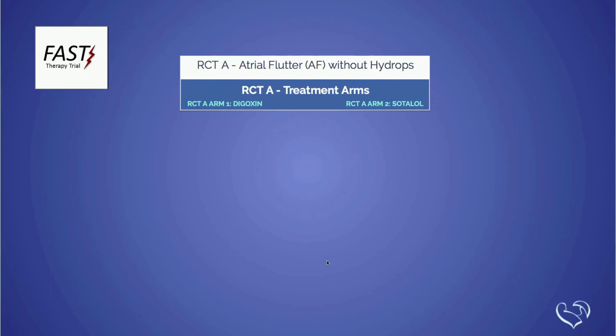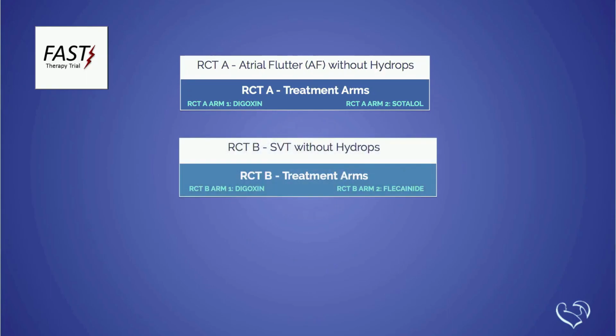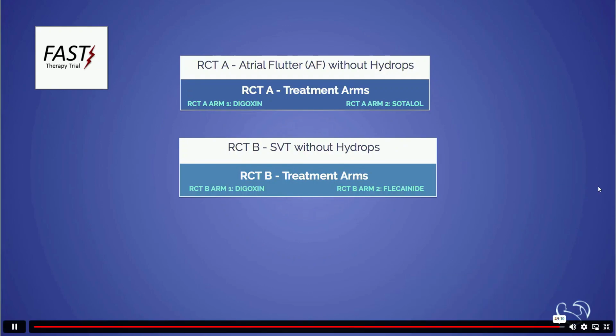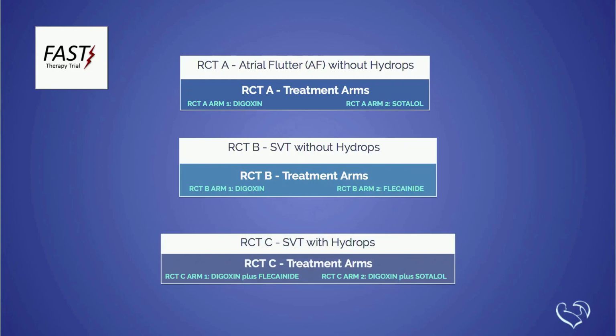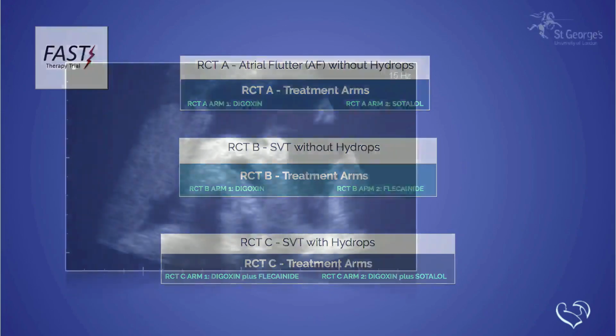So these are the 3 arms of the randomized control trial. If you search FAST therapies trial, you can see that on the web. So one is for randomizing digoxin and sotalol for atrial flutter without hydrops. The other one is randomized digoxin and flecainide for SVT without hydrops, or a dual therapy if there is hydrops in SVT: digoxin and flecainide, and digoxin plus sotalol.